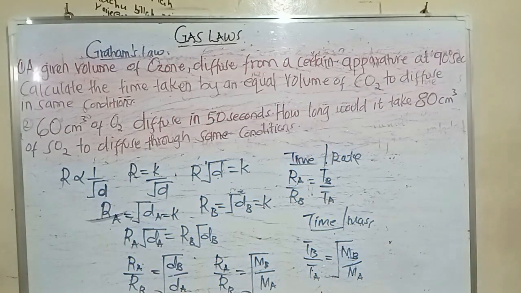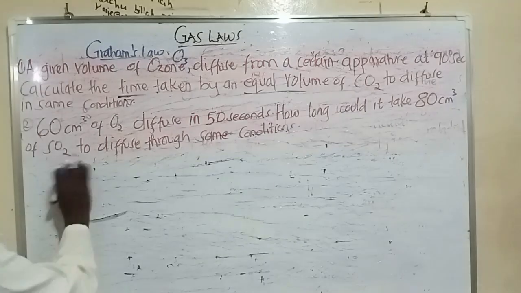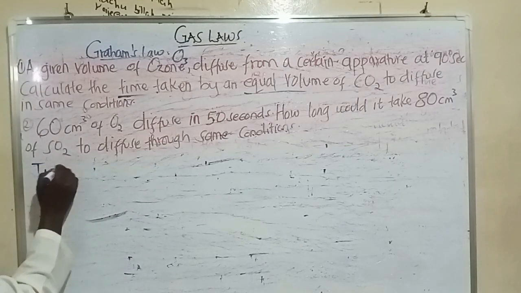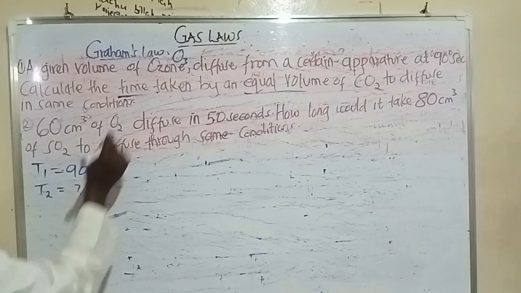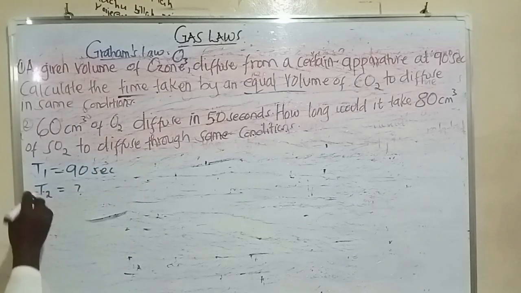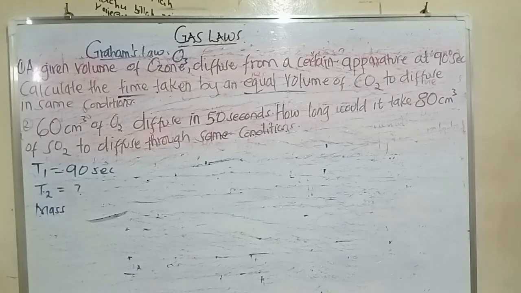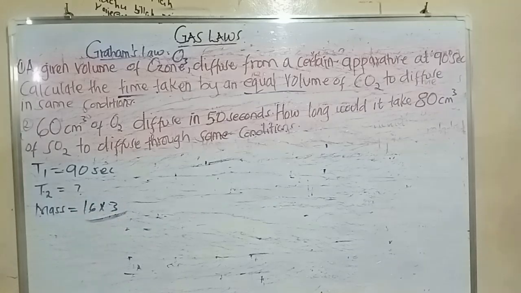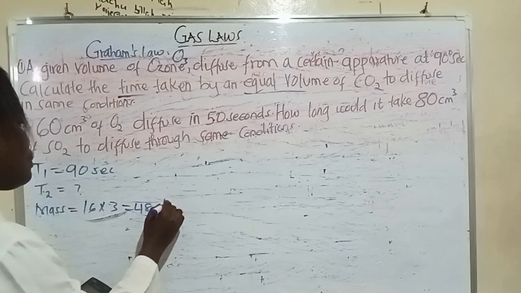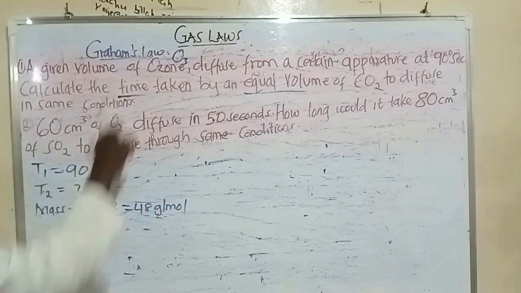Now, let us do a question. We have T1, which is 90 seconds. Do we have our T2? No, we have been told to calculate the time taken. What else do we have? We have the mass of ozone. The mass of oxygen is 16, so it is 16 times 3. What do you get? 16 times 3 gives 48 grams per mole. That is the mass of our ozone.